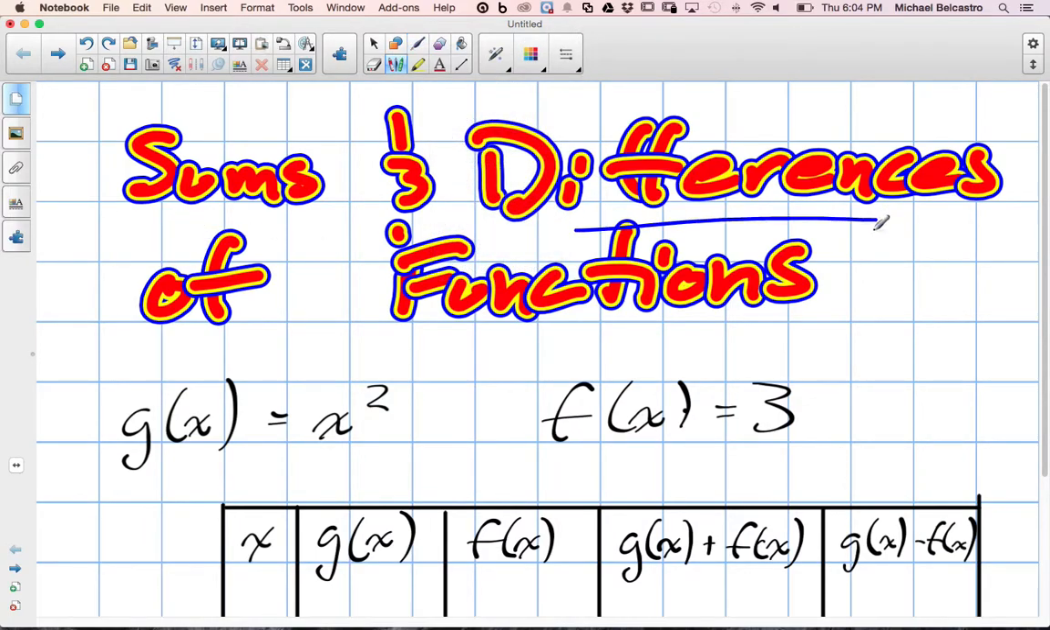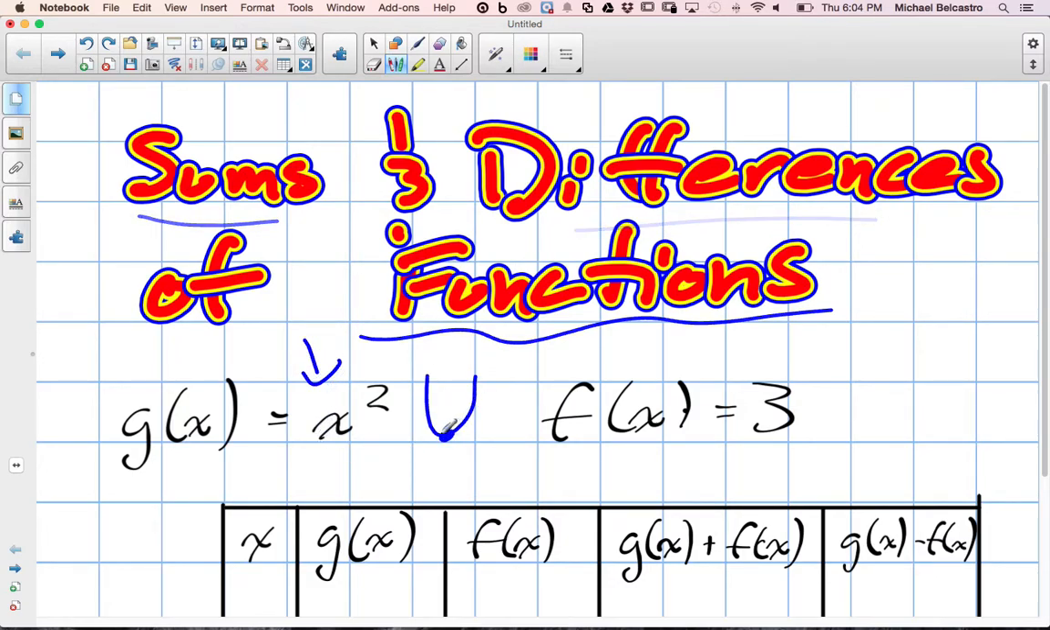Got sum and differences of functions. So we'll start with two simple functions. This is our quadratic, almost our parent function. It's very simple. It hasn't been transformed at all. The vertex is at the origin, and if we were to graph it, it's the most original way we could have done it.